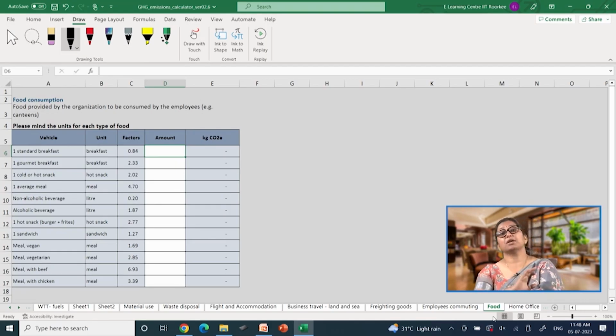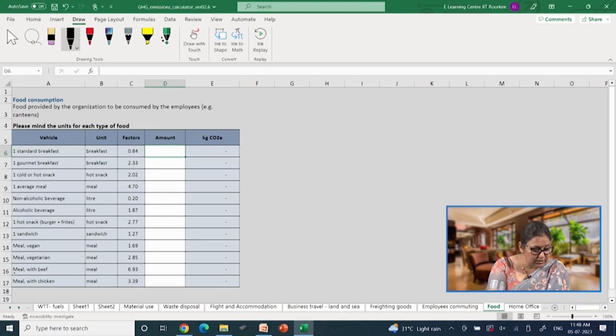Now, it may not be relevant for a lot of organizations where food is not being provided, but wherever the mess, the canteen is being run and the food is provided, there we are talking about the emission factors. Again here you can look at the emission factors difference between the different types of food items.